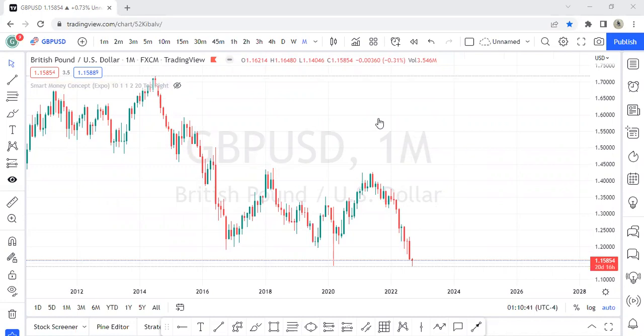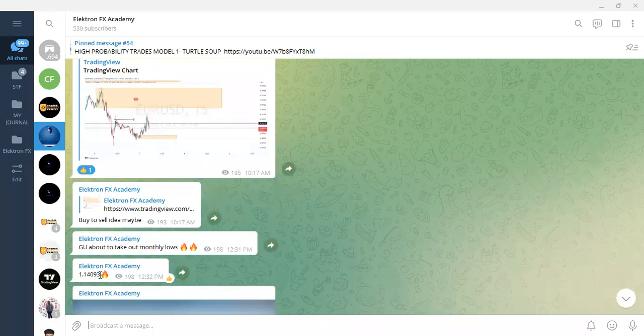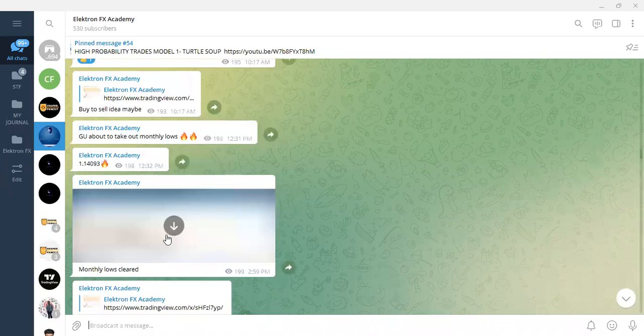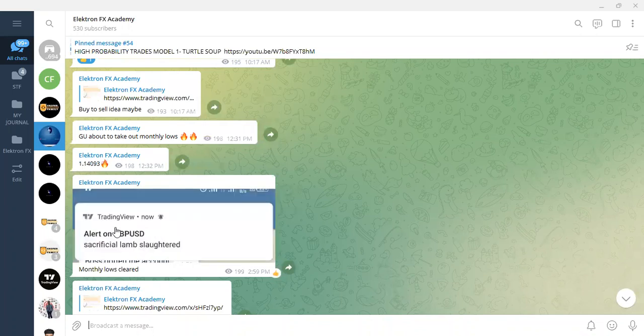So when price was about to take monthly lows, look at the dates. It was on the 7th of September, and I posted that on my Telegram community, right? I was like, price is going to take out monthly lows on GU, and I called at the level 1.4093, and you can see that I actually put a limit there. You can see that's nicely, right?